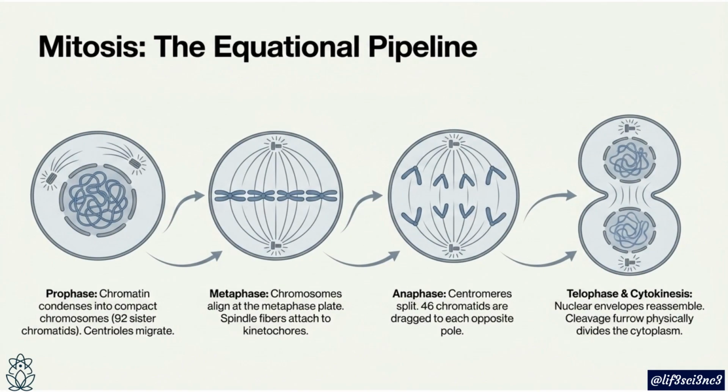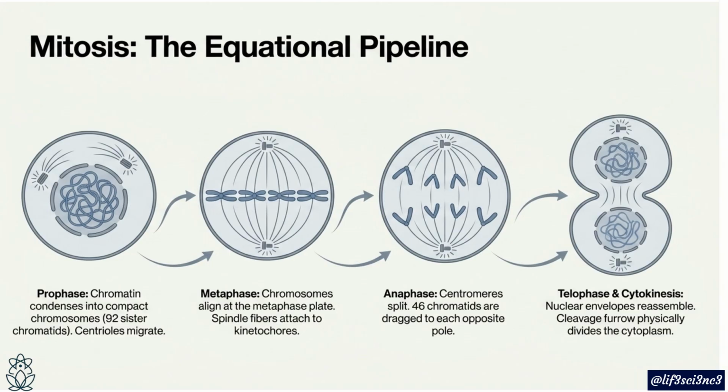Mitosis is the equational pipeline that includes prophase, metaphase, anaphase, and telophase/cytokinesis. It begins with chromatin condensing and ends with the physical division of the cytoplasm, yielding two identical daughter cells.